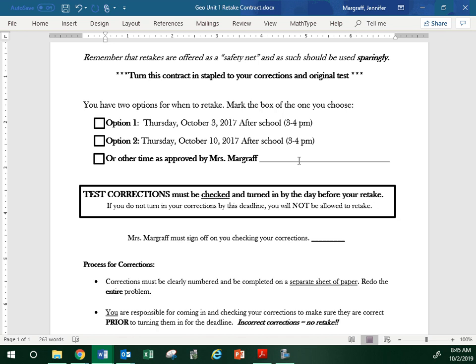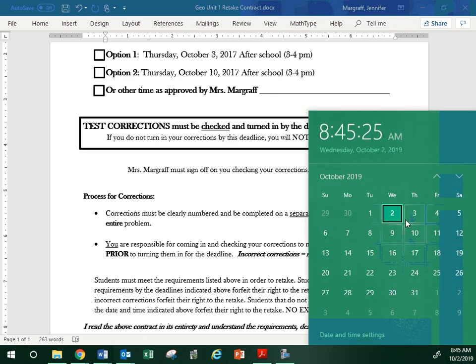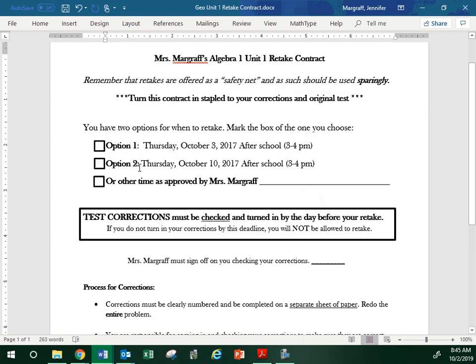For our first one here, you can either do this Thursday after school, so tomorrow after school, or the following Thursday. That's kind of our last deadline. It needs to be taken by the following Thursday. So we're talking not this Thursday, but next Thursday. So either Thursday after school, and again, any other time is approved by me.